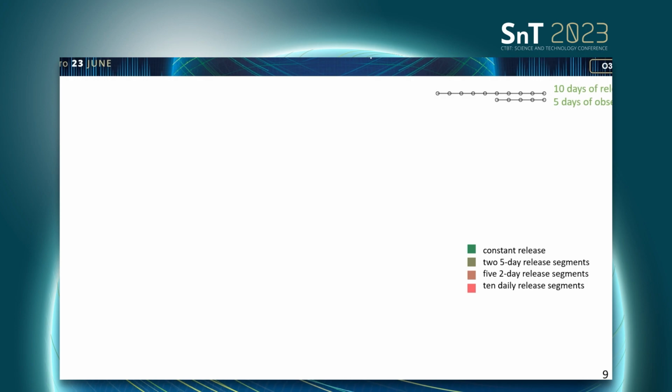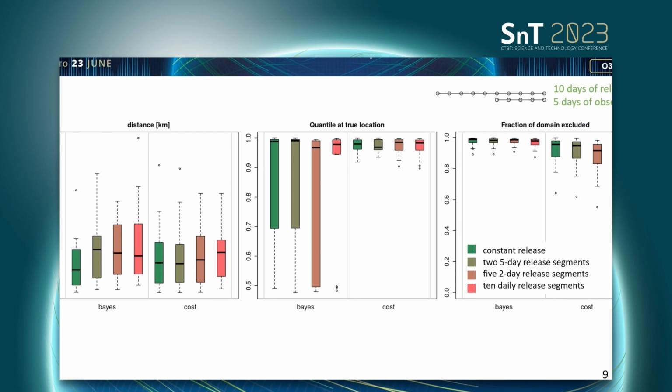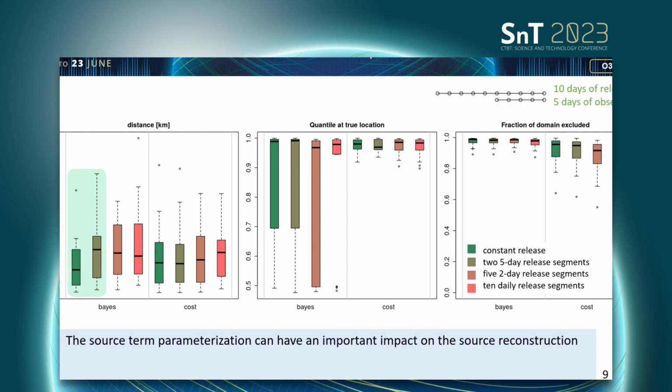Next, I want to briefly highlight the effect of the source parameterization, and this was applied to the cases where we had 5 days of observation. So I consider either a constant release or 2 5-day release segments, 5 2-day release segments, and 10 daily release segments. You can see the results here. And I'll just briefly touch on a few observations.